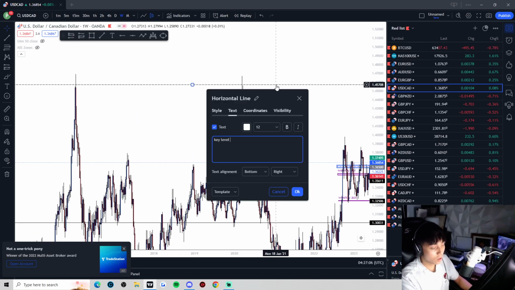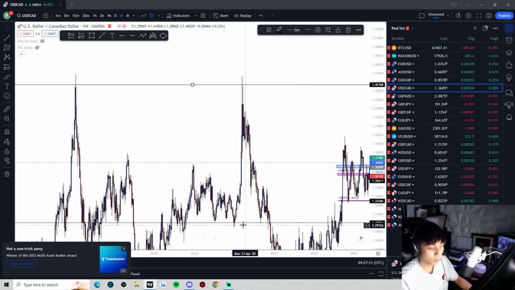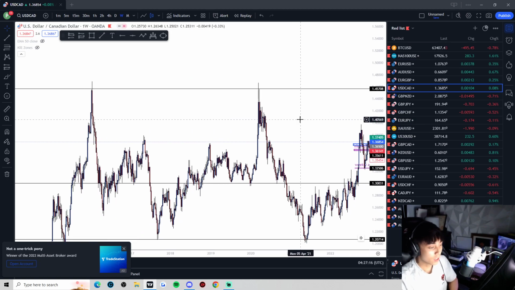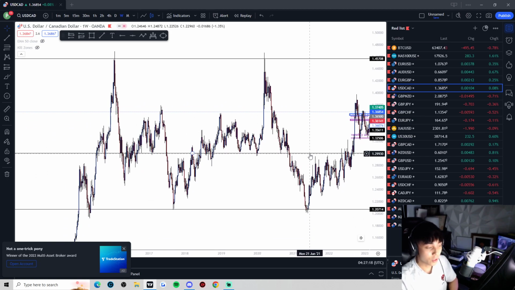This is a key level of resistance. Resistance is when price goes up and can't push through, and support is on the bottom, supporting it up, and resisting is the complete opposite. So this is another level of support and resistance.